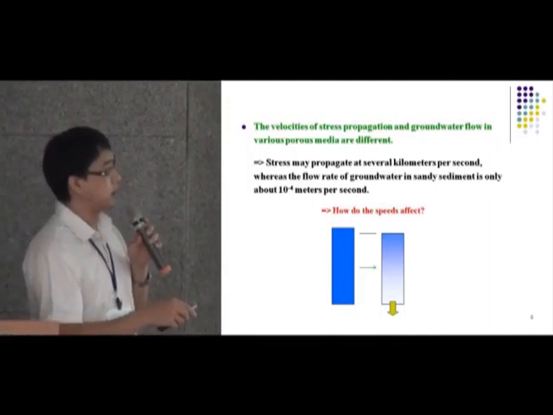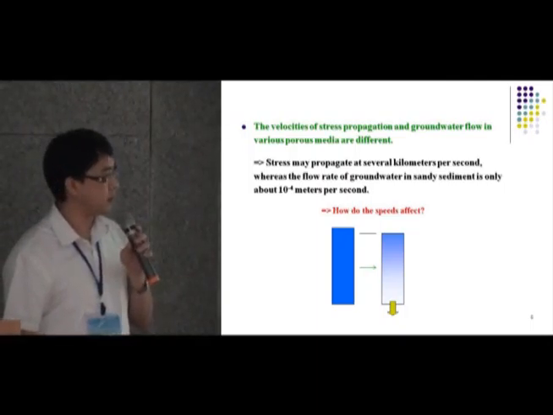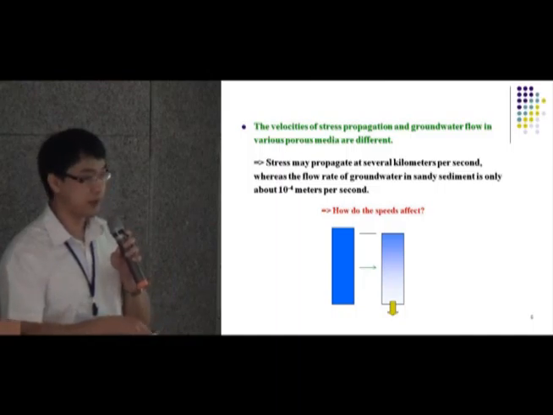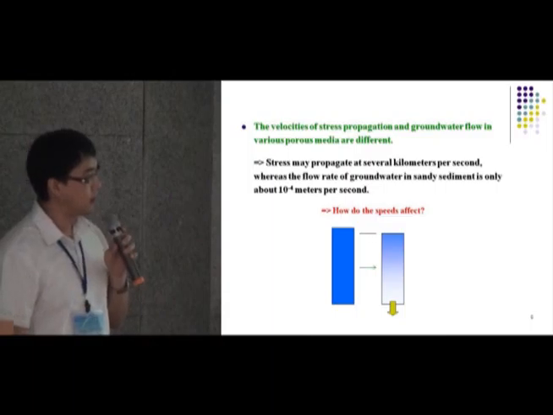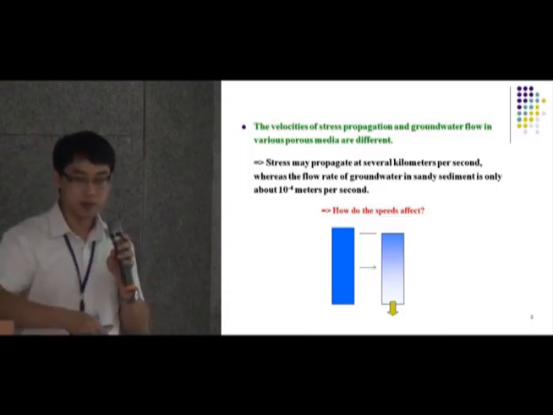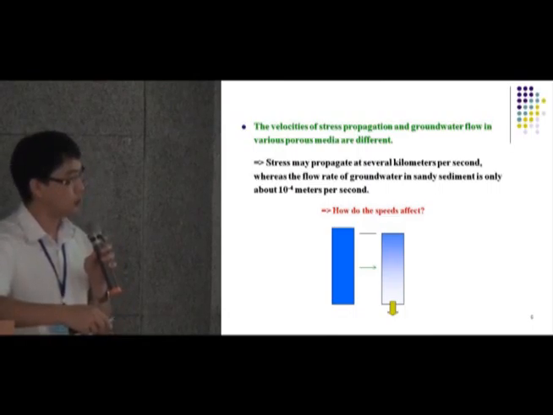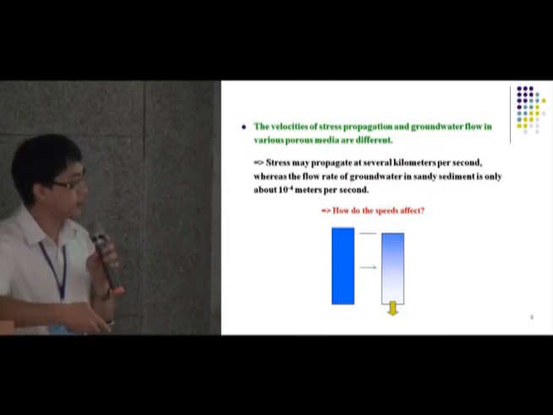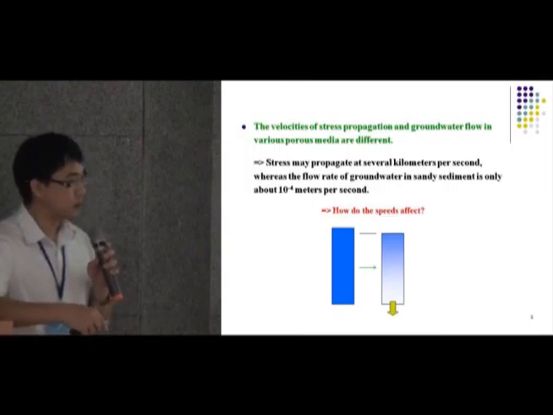And the velocities of the stress propagation and the groundwater flow in porous media are very different. For example, stress may propagate at several kilometers per second, and the flow rate of the groundwater in sandy sediment is only about 10 to the minus 4 meters per second. So we can see that it's a huge difference, about 7 orders of magnitude. So it's a very large discrepancy. And how does this speed difference affect the interaction behavior?